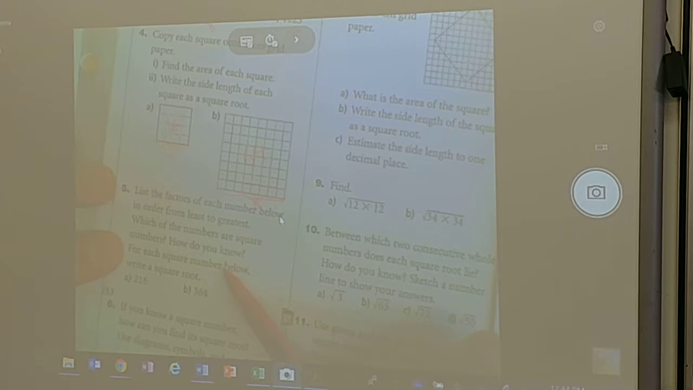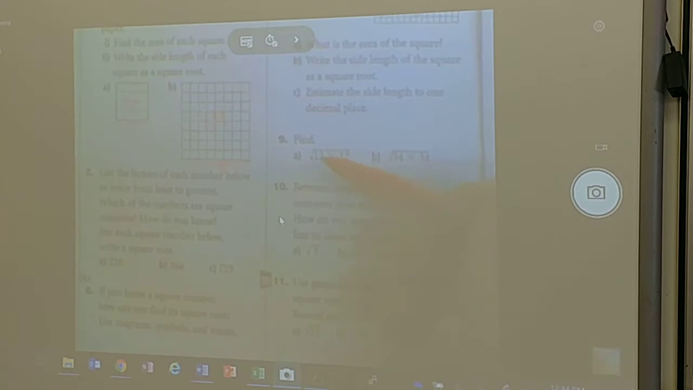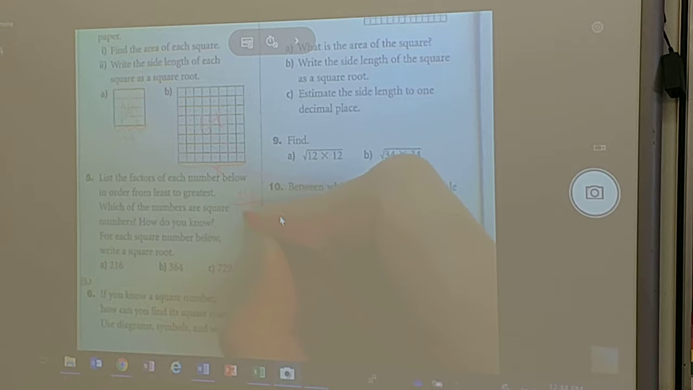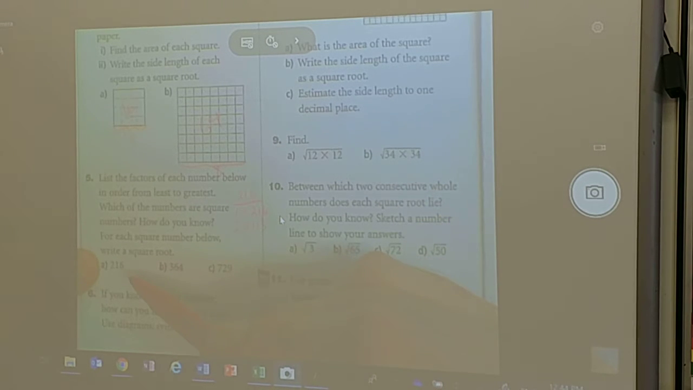How do you know? When you list factors, remember you're doing it like this. If I'm listing the factors of 216, of course I've got 1 times 216. I can say 2 times 108. And then I keep going up. If a number is a perfect square, at some point I will get to the same number on both.